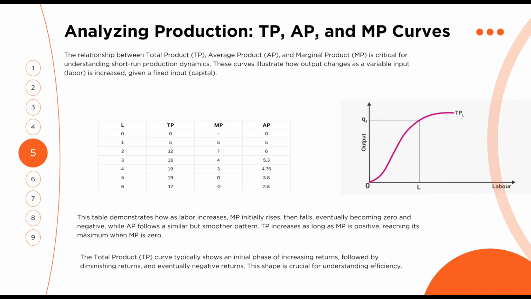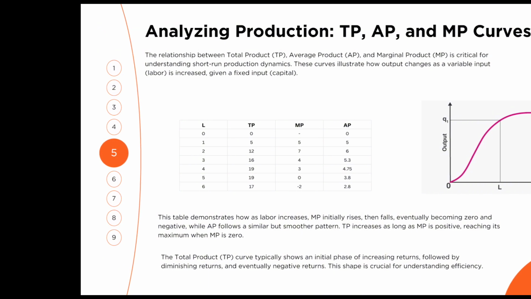To conclude, the short-run production function helps us understand how output changes when we vary labor while keeping capital fixed. The concepts of AP, TP, and MP are essential for analyzing productivity and efficiency in the production process.